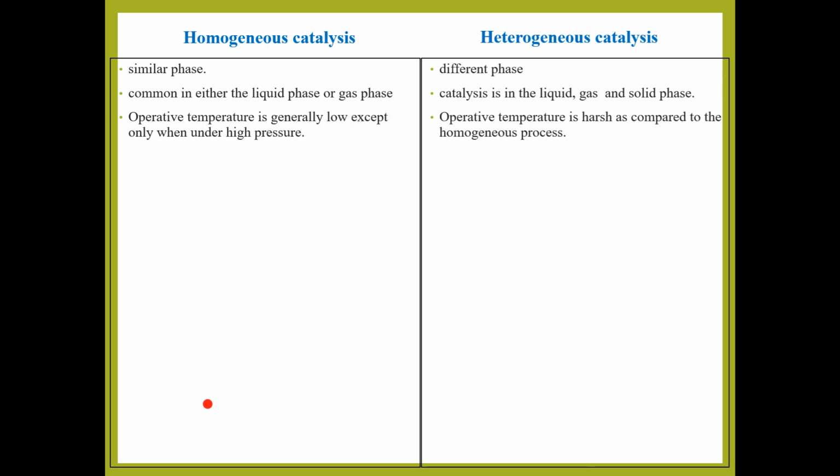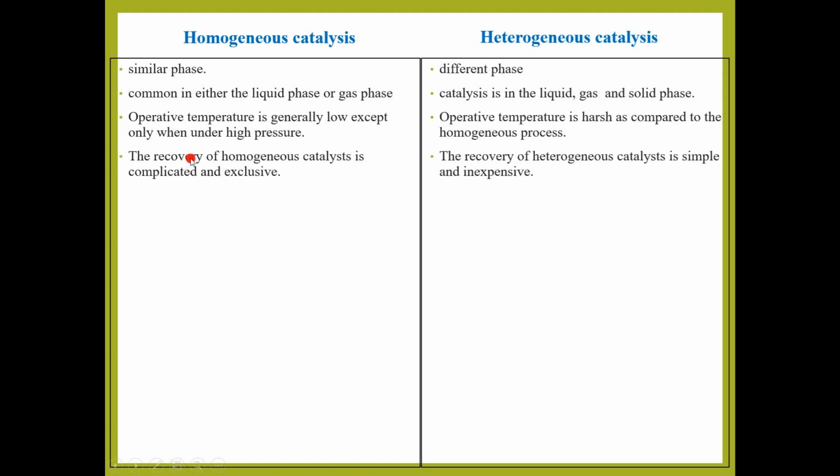Fine. For homogeneous catalysis, the operative temperature is comparatively low when the pressure is high. So whenever gases are there, we carry out reactions of gases under high pressure. So temperature can be less when you are using a homogeneous catalysis, whereas in heterogeneous, compared to homogeneous, the temperature is a little bit higher.